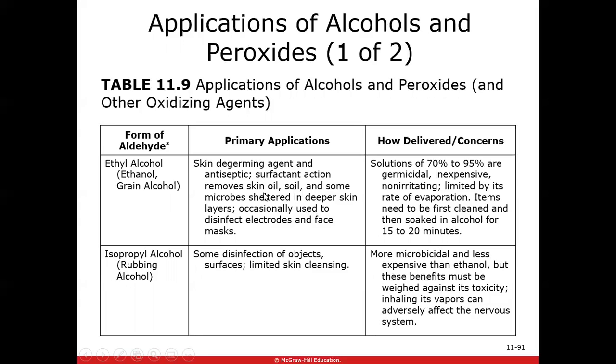Surfactant action removes skin oil, soil, and some microbes sheltered in deeper skin layers. Occasionally it's used to disinfect electrodes and face masks. Then you have rubbing alcohol, which is isopropyl alcohol. It's used in some disinfection of objects, surfaces, and limited skin cleansing. So it's more microbicidal and less expensive than ethanol, but these benefits must be weighed against its toxicity. Inhaling its vapors can adversely affect the nervous system. So breathing in too much isopropyl alcohol could be dangerous.